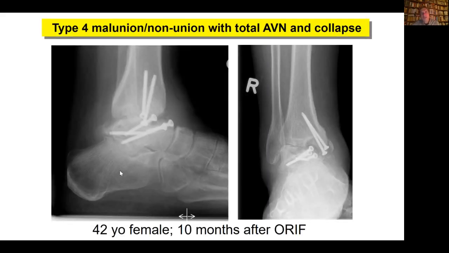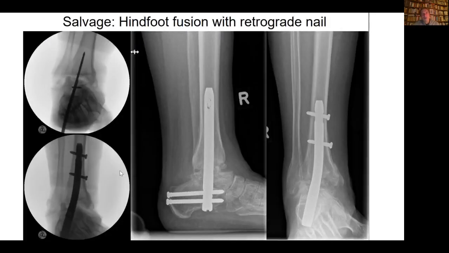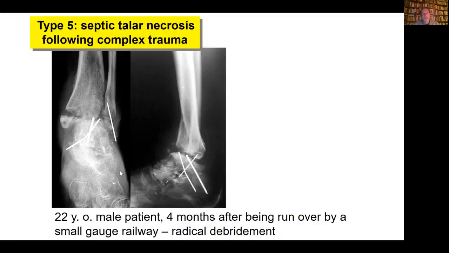Typically, when patients present, they come like that. So 10 months after open reduction, internal fixation, there is a collapse of the talar body. The cartilage is gone. The ankle joint is not salvageable. And in this case, also the subtalar joint was not salvageable. So this patient got a hindfoot fusion with a retrograde nail. Still, she was doing okay. But of course, the functional result of these surgeries is not so exciting.